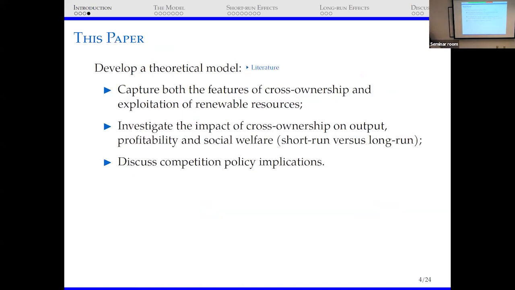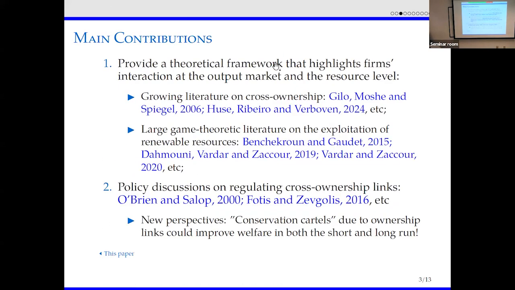First, let's look a little bit at the literature. The main contributions in this area either provide a theoretical framework to highlight firms' interaction. At the research level, we have a growing literature on cross ownerships. We also have a large game theoretical literature on the exploitation of renewable resources. We have Benchekroun and Jordan, 2015. These are two other papers that I know very well. The reason I put them here is that they use the same model that we're using in this paper, and also I'm advertising some of my previous work.